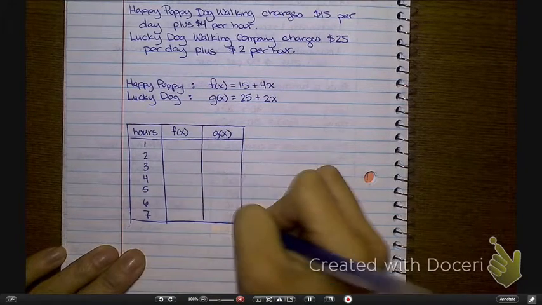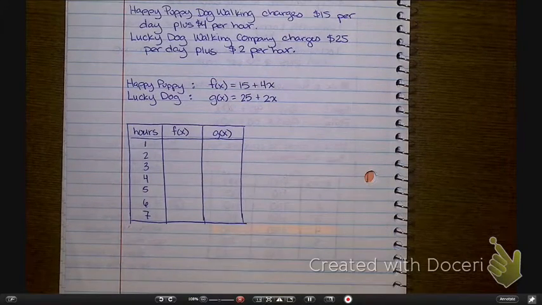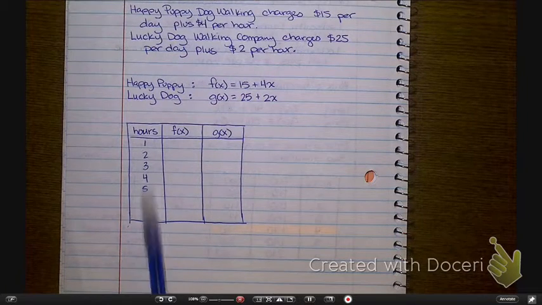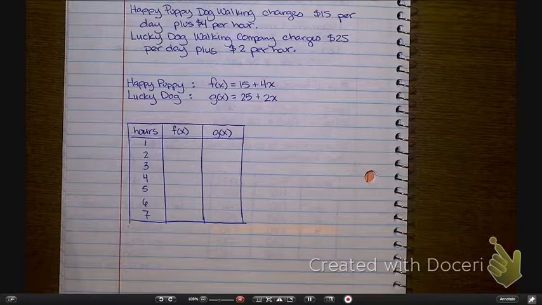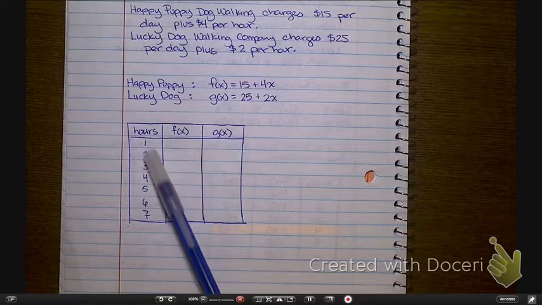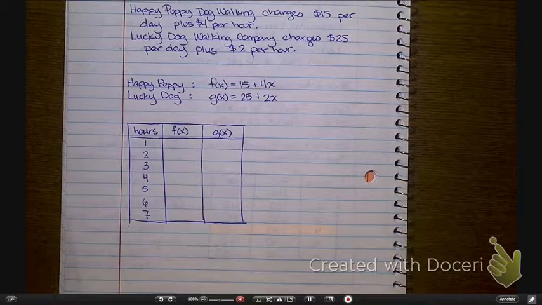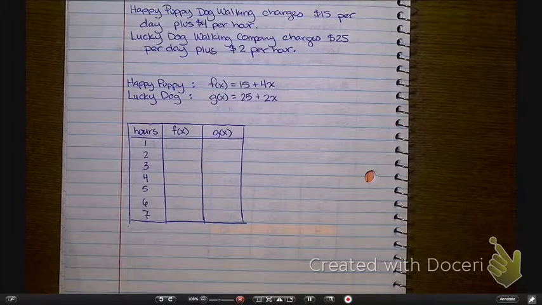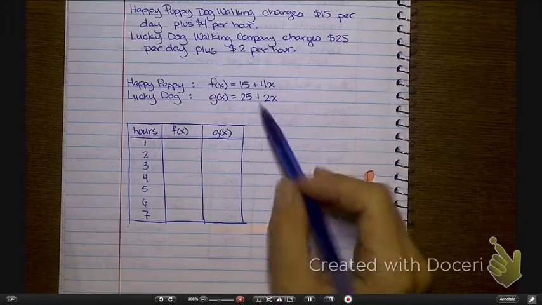Now, on the homework tonight, you want to think about the situation and think about if 0 is reasonable or not. If 0 is reasonable, you could start with 0, but if it's not reasonable, I would just start with 1. And then you might want to go to 5 or 6 or maybe 7 to get an idea of when they're going to meet. So let's go ahead and take a look here.